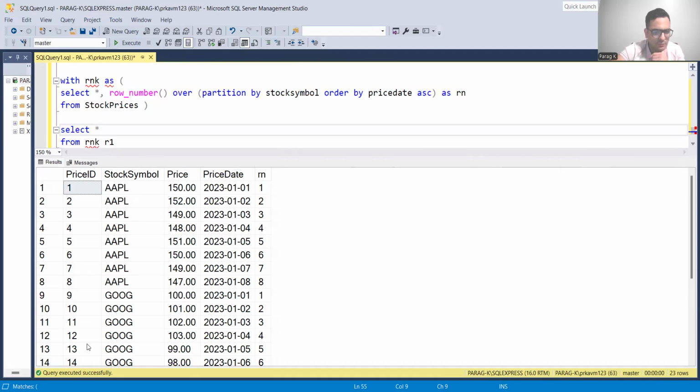We don't need the price ID. Let's remove all the nonsensical data which we don't need. So price ID and everything is not really required. Let me write it this way: R1 is equal to stock symbol, which is required because we'll be using that. No, we've got to put R1 here, that's the reason. R1 stock symbol. And what else is required? We require the price date, R1 dot price date. Let's see if this is working.